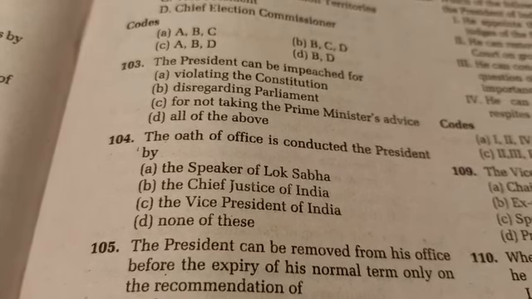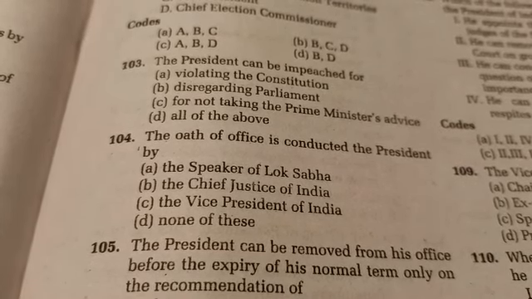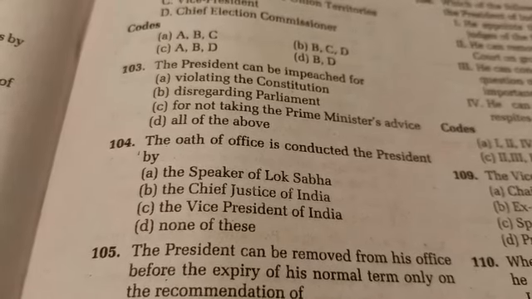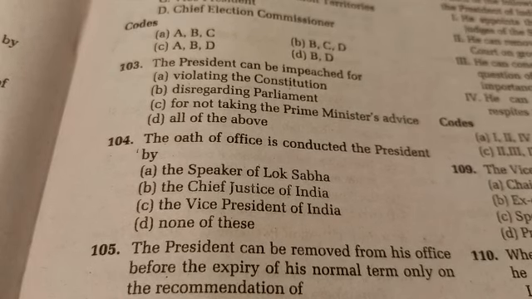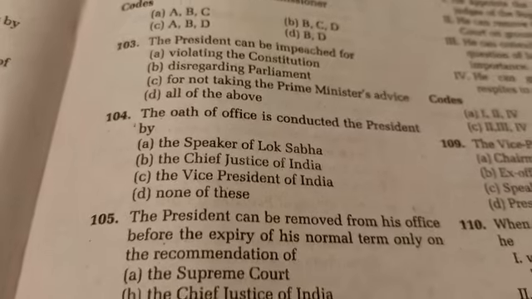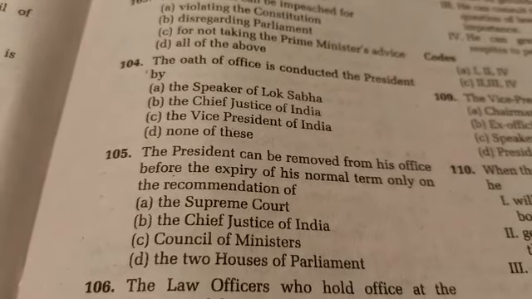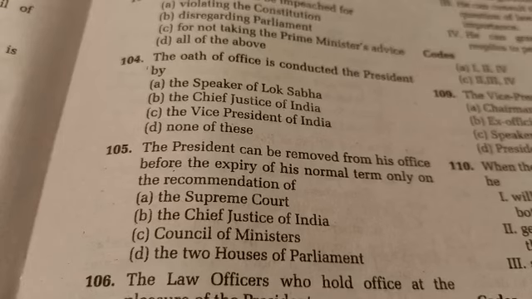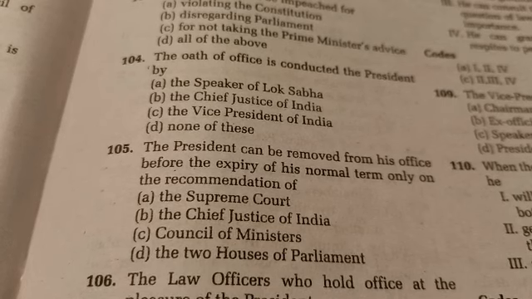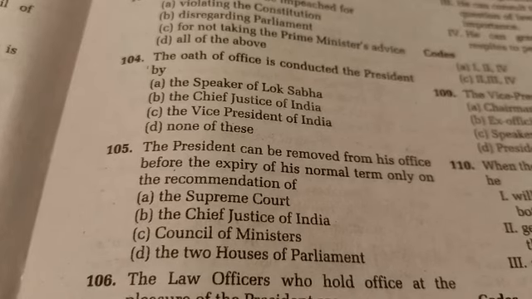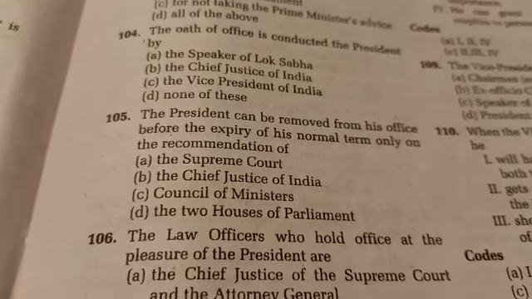Question 104. The oath of office is administered to the President by. Correct answer is option B, the Chief Justice of India. The President can be removed from his office before the expiry of his normal term only on the recommendations of. Correct answer is option D, the two houses of Parliament.